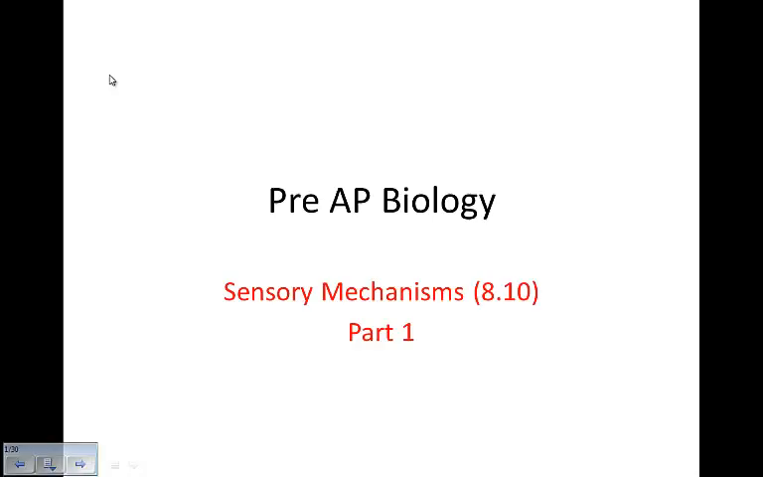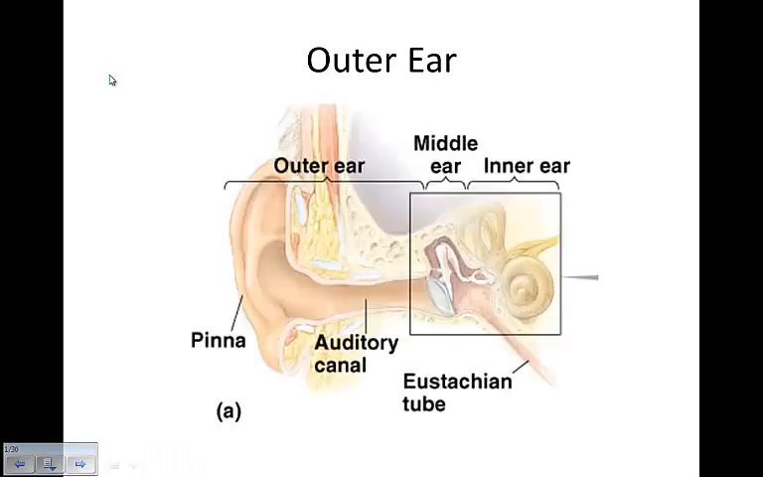Here we go with sensory mechanisms 8.10. Let's start with the ear, and we're talking about the sensation of hearing. This sensation is accomplished by mechanoreceptors that are located in the inner ear. And basically, when we're talking about sound, it's basically the hairs bending.